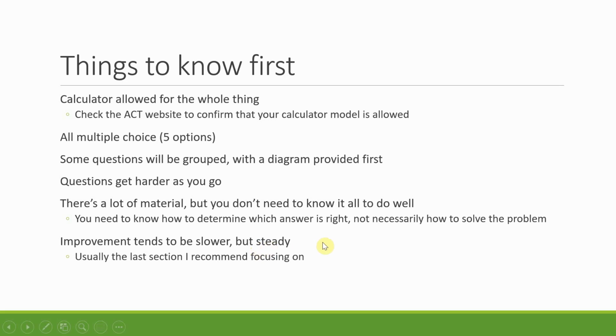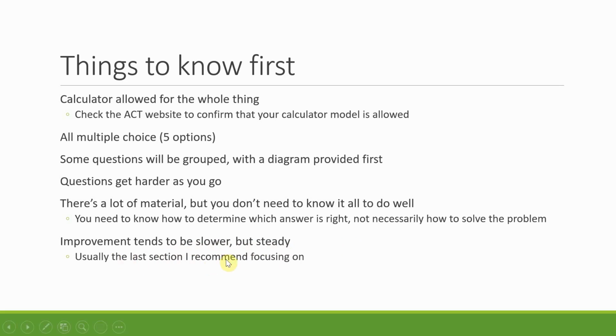And the last, less fun thing is that improvement in this section does tend to be slower than in other sections, just because there's so much that they're testing. But it does tend to be a bit more of a steady improvement. So you're less likely to just be stuck there forever at the same score. Whereas something like science, it might take a bit for you to figure out what's going on, and then your score can jump a lot faster.